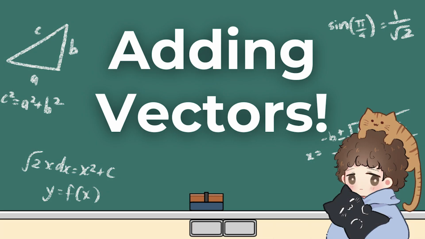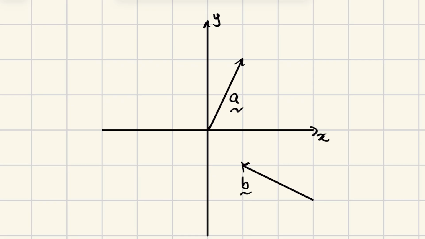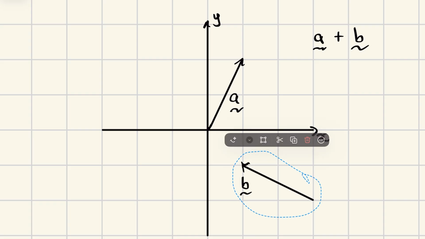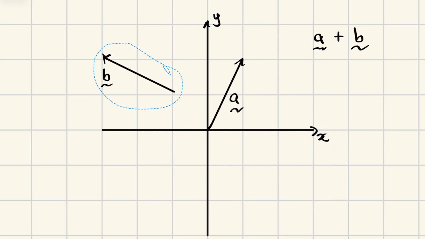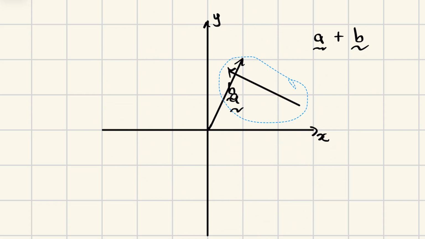So now we've had a look at multiplying vectors by scalars. Let's move on to adding vectors to each other. So here we have a vector A and we have a vector B, and we want to find out what is A plus B. Now remember from the question before, this vector B, I can literally just move it anywhere. Where it is doesn't change what vector it is. It's still the same vector.